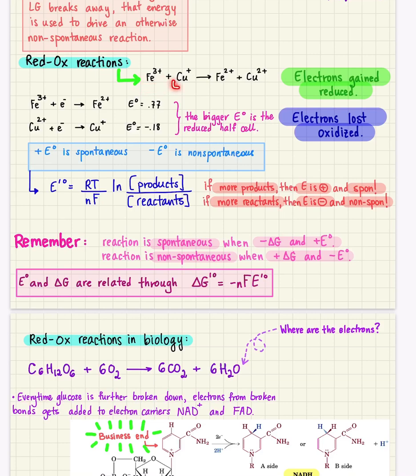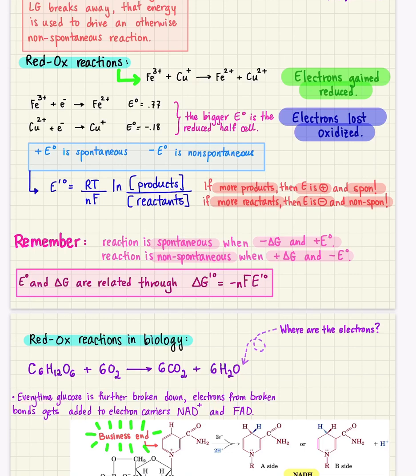Let's take a look at copper. Copper's oxidation state is +1, but on the product side, it is now +2. Over here, copper was missing only 1 electron, but over here, copper is missing 2 electrons, meaning that from here to here, copper has lost yet another electron. And as we said earlier, electron loss is oxidation. So in this reaction, iron is reduced and copper is oxidized.